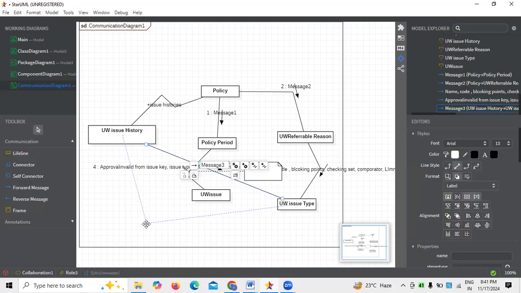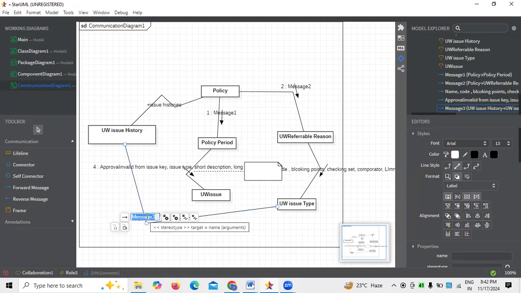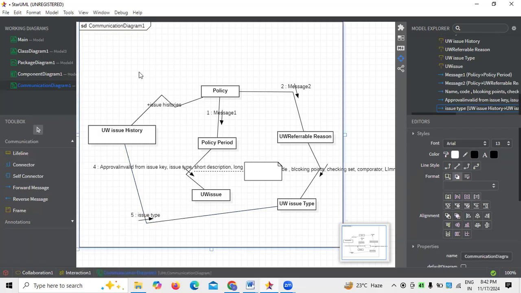So underwriting issue types are what we need to connect with here. Whatever issue types we have, those issue types we need to mention here. So for example, the issue type is what this is all about. The issue type we can mention. What are the different issue types we have? Everything we can mention here, that is one thing which we can do.